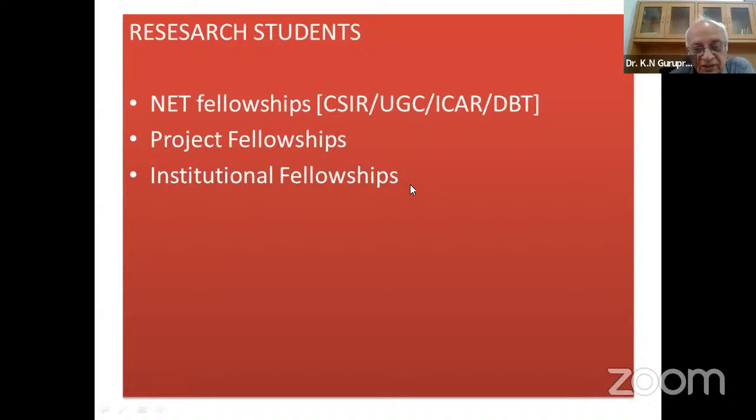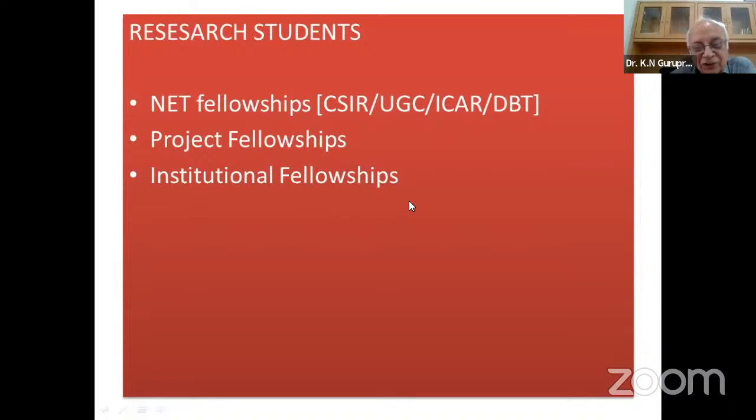Then we have institutional fellowships. Very few institutes introduce these fellowships for promoting research. SVV is one of those institutes which has introduced this fellowship. We call this teachers assistants. Now, this teachers assistants fellowship is given to the students who can pursue their research for PhD, but they will also assist in teaching. So that is why it is called teachers assistants fellowship. But practically these students are full-time researchers working in our institute. So this is institutional fellowships.